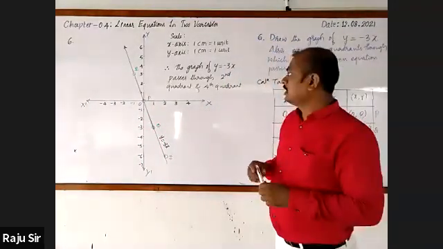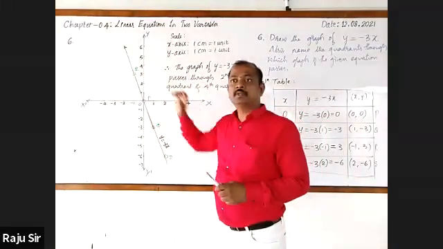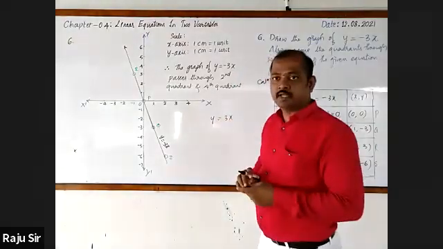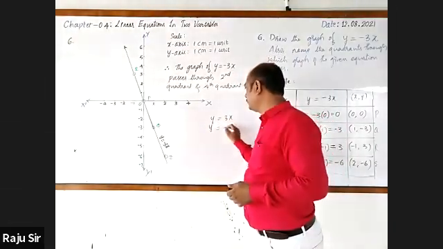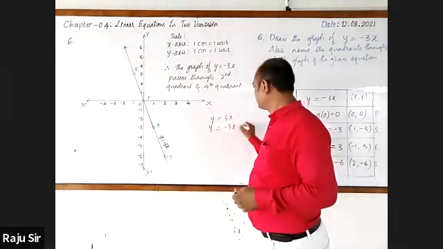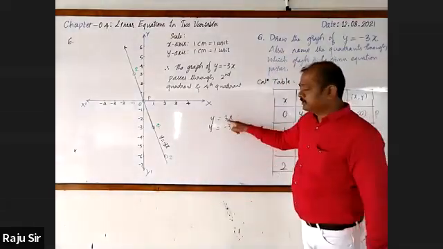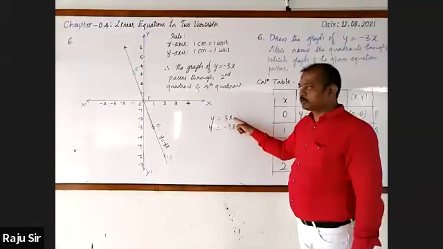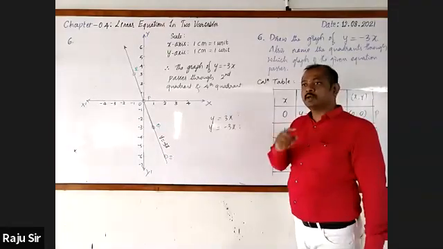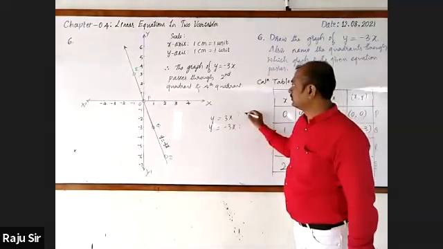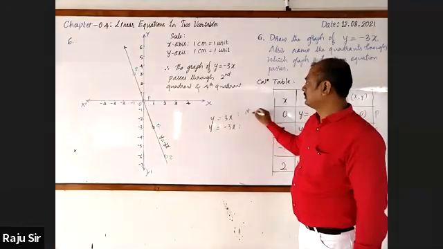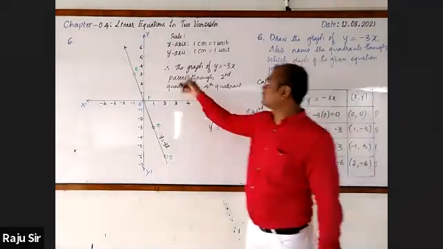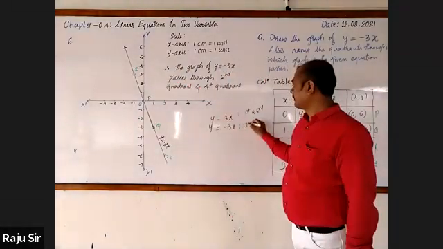Now, just observe the graph of the previous one and this equation. Previous one, y equal to 3x. Now we have taken y equal to minus 3x. Here, the graph has passed through the first and third quadrants, and for y equal to minus 3x, through the second and fourth quadrants.